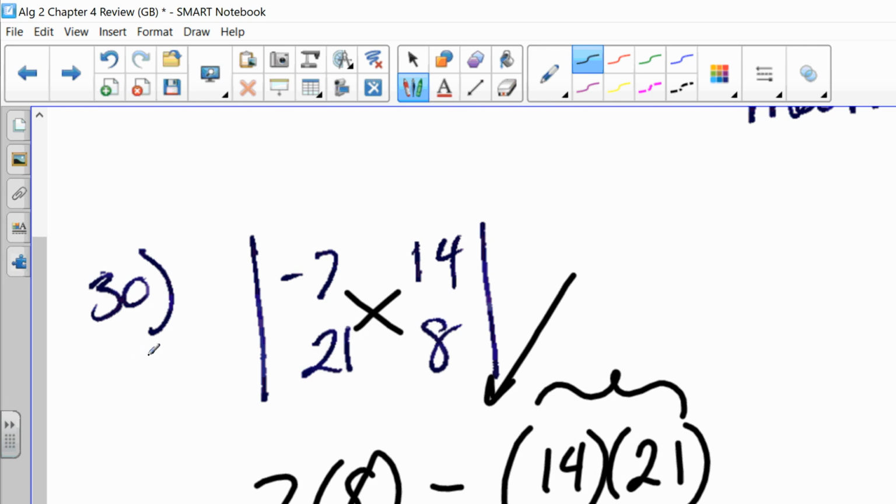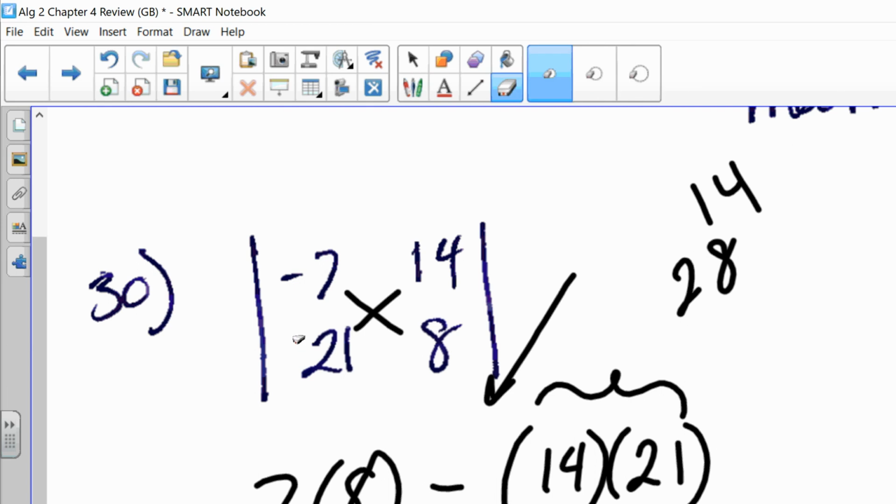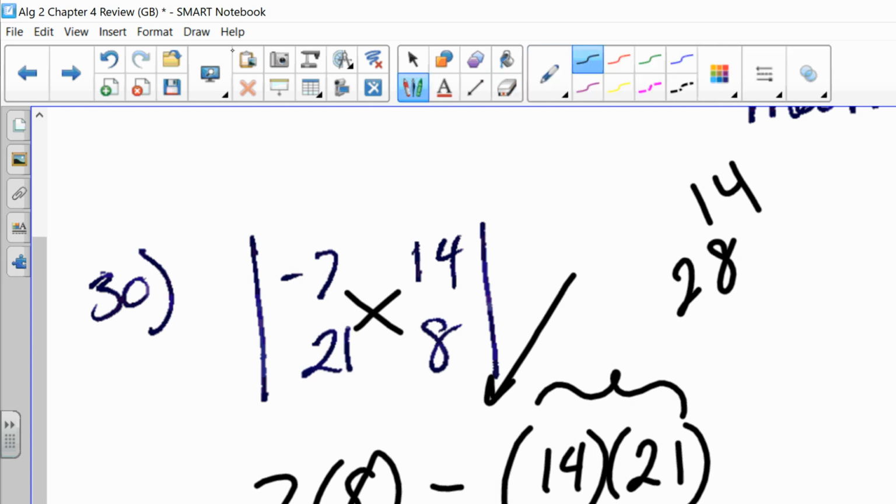Here, this would be negative 56. This 350? Okay. Yep. Negative 350 would be the correct answer. And this should be a 9. Mm-hmm.